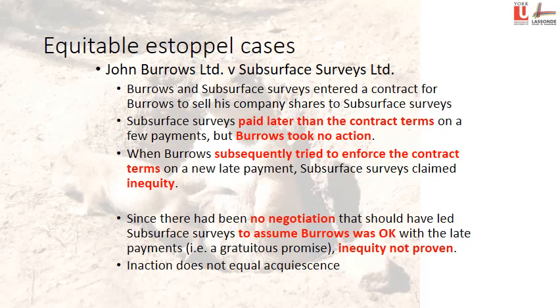However, eventually, when a payment was made late, Burroughs decided to enforce the contract terms, which said when the payments had to be made. Subsurface Surveys tried to claim equitable estoppel in this case. But since Burroughs hadn't done anything to show that he was in agreement with the late payments when they'd been made, this inequity wasn't proven. In other words, inaction doesn't mean that Burroughs actually agreed to the change in the contract terms.